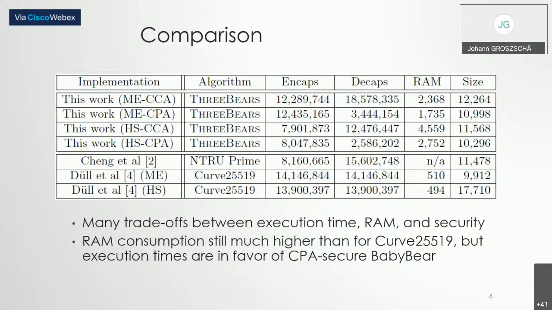So in summary, 3PS, as we have seen, offers many trade-offs between execution time, RAM footprint, and security. Even though we did our best to optimize the RAM footprint, we have reached 1.7 kilobytes, which is still at least a factor of 3 above Curve 25519. But on the other hand, in terms of execution times, the CPA secure Baby Bear has some advantages. And yeah, all the details are in the paper and also in the long presentation on YouTube.